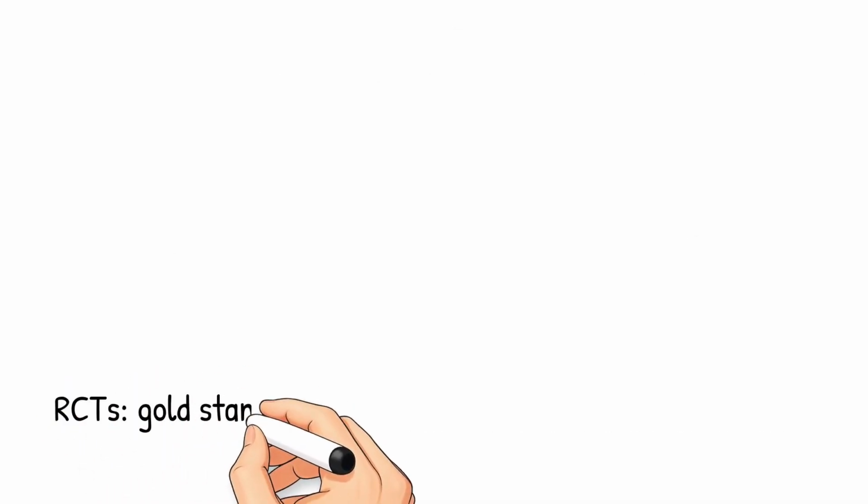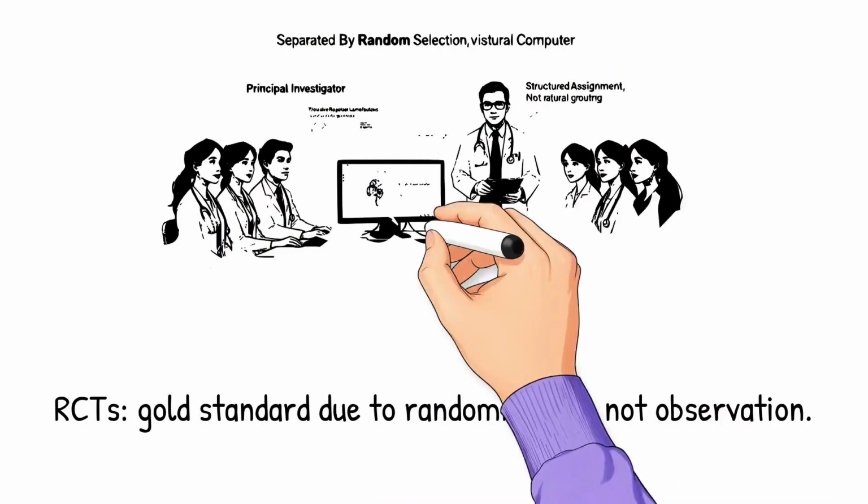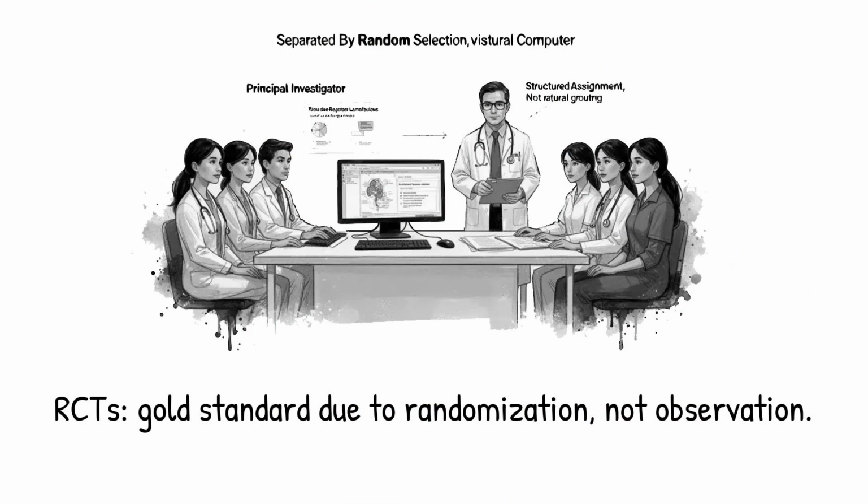The randomized controlled trial. We cross from observational into interventional territory, and we do not come back. The RCT is the gold standard for one reason: randomization. You don't let nature decide who gets what. You decide, randomly. And that single decision changes everything.